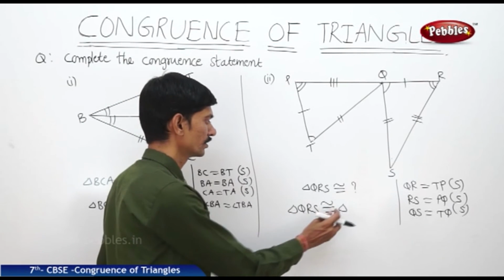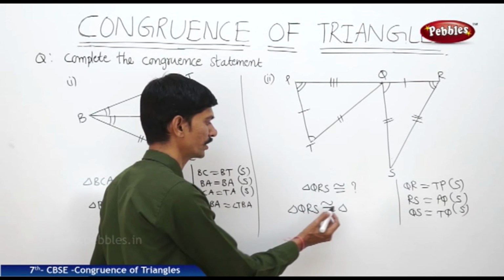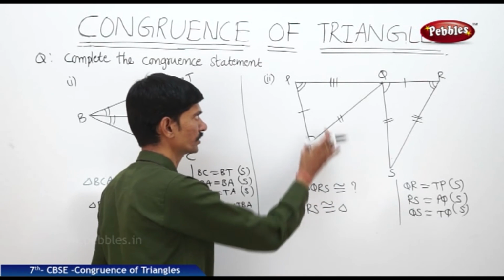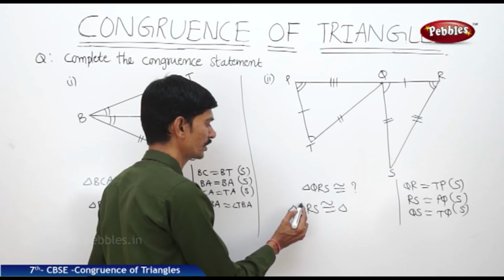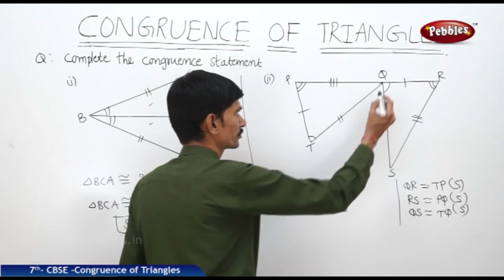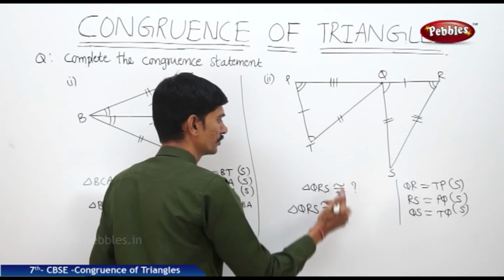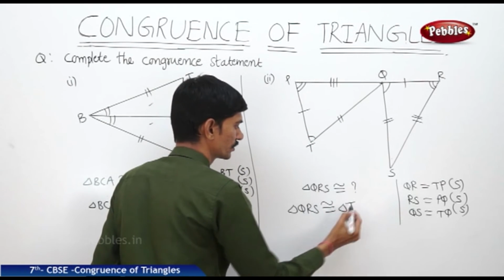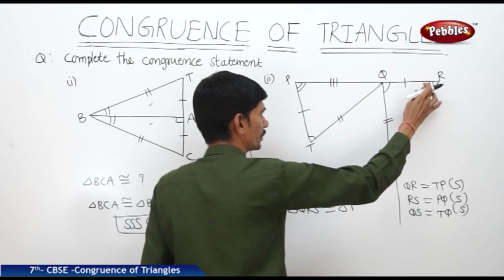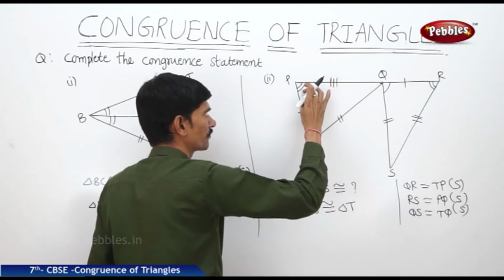Now triangle QRS is congruent to triangle. Let us find the corresponding vertices of triangle QRS in the second triangle. The first vertex is Q. What is the corresponding vertex of Q? The corresponding vertex of Q in the second triangle is T, so we can write T here. Then the corresponding vertex of R. The corresponding vertex of R, with a double stroke, is here. In this it is given as P.